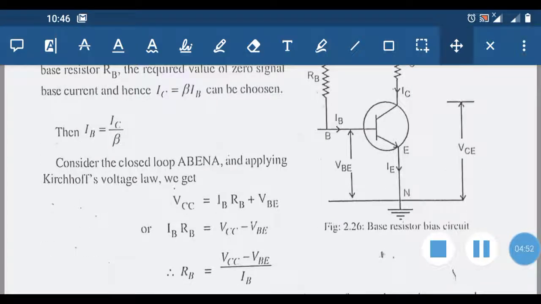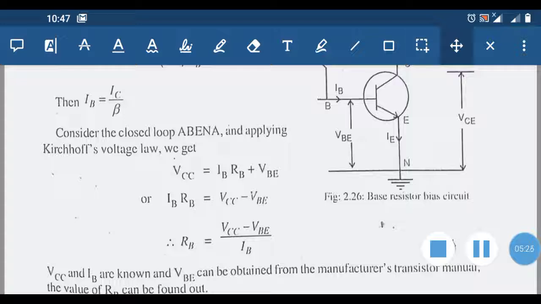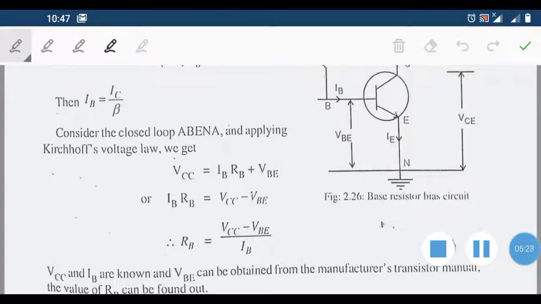Okay, now we have the basic equation for this common emitter configuration, that is IC is equal to beta into IB, or IB is equal to IC divided by beta. That is a common equation for all types of common emitter configuration. Now we are considering the loop A, B, E, N, A, from the top: A here, B here, E here, N here. A, B, N, A, that is the loop which we are considering. For the loop considered, we can write the equation as follows.